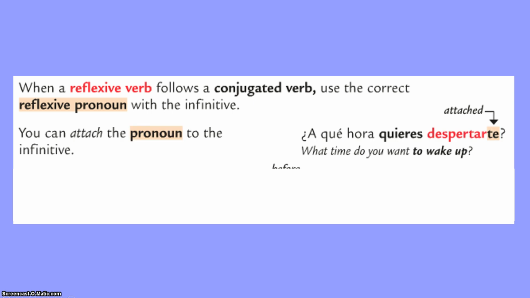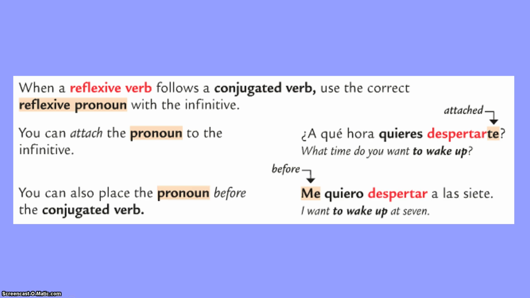So, our first example is when you can attach the pronoun to the infinitive. ¿A qué hora quieres despertarte? You'll notice that my reflexive pronoun te is attached onto the infinitive. This is, again, what I call a verb phrase. Right here, quieres despertarte, that's a verb phrase. I've got my conjugated verb followed by an infinitive, and I can attach that reflexive pronoun onto the end of the infinitive. I knew this was in the tú form because it says quieres, so I knew that my reflexive pronoun needed to be te, because remember, it's always got to agree.